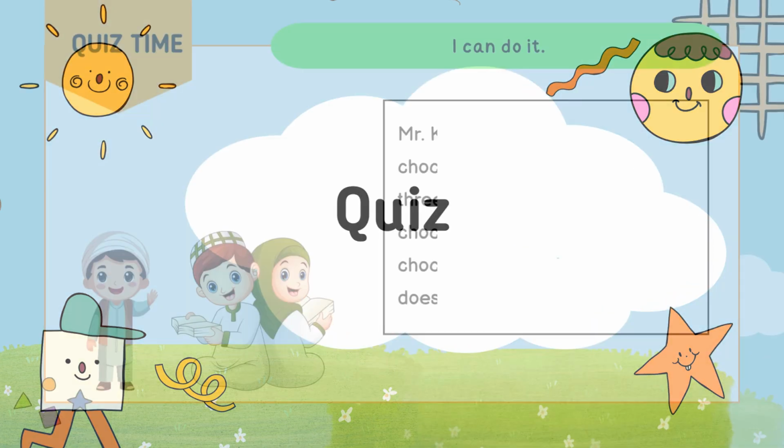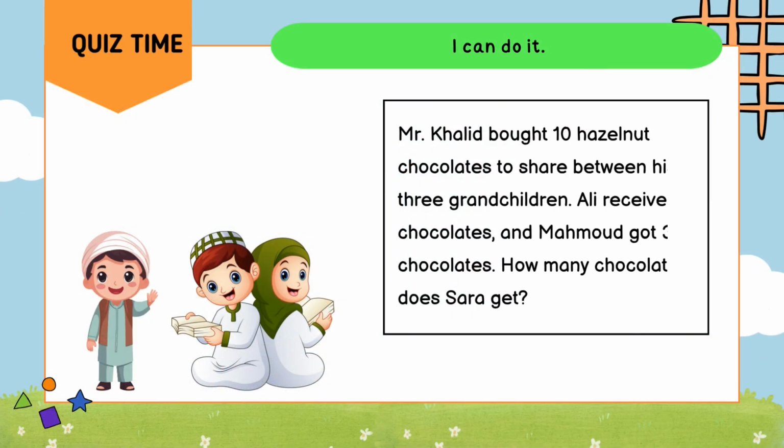Great job following along with today's lesson. Now, let's put your understanding of making 10 to the test. Mr. Khalid bought 10 hazelnut chocolates to share between his 3 grandchildren. Ali received 4 chocolates, and Mahmoud got 3 chocolates. How many chocolates does Sarah get?